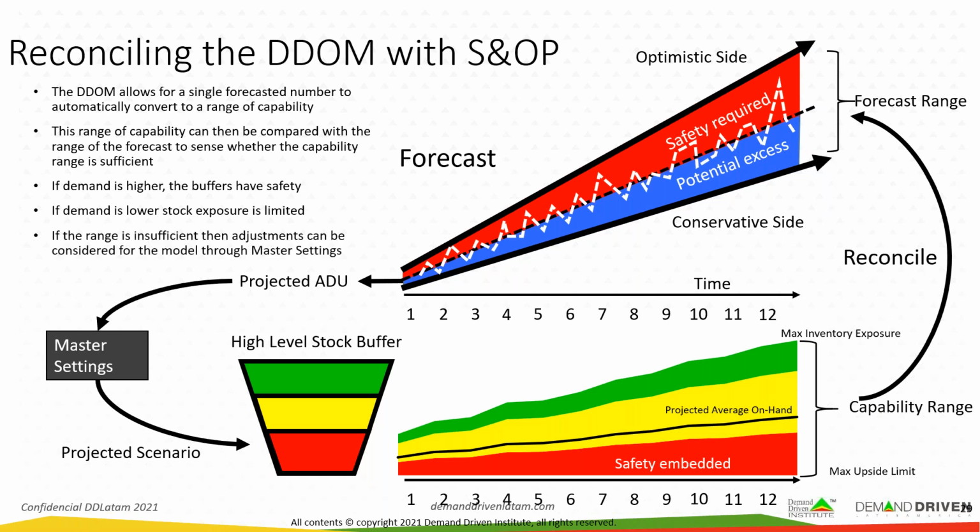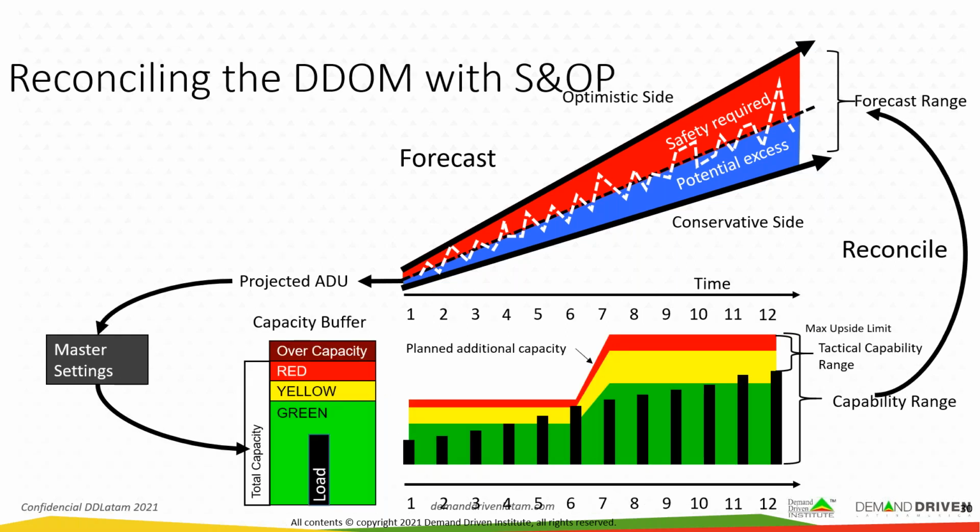We can compare these ranges to ensure that our capability range is equal to or greater than the requirement from sales and operations planning. We can also do the same for capacity. S&OP is not about supply-demand balancing. It is management's handle on the business to ensure that our capability meets the market requirements.